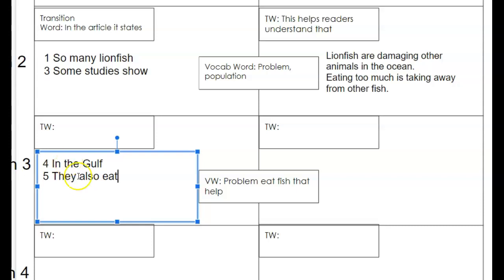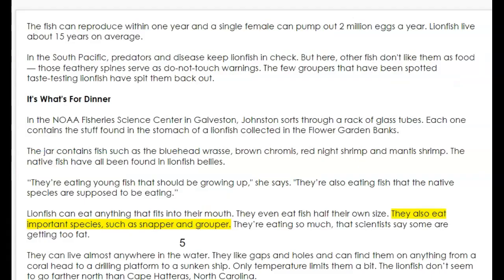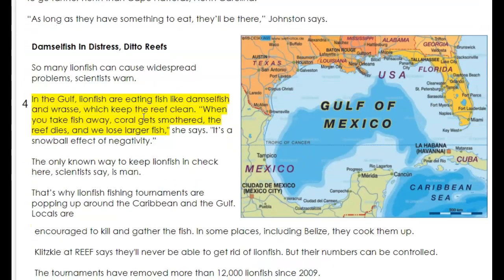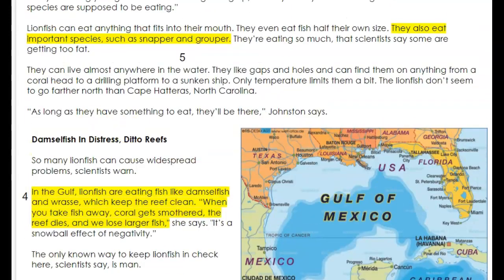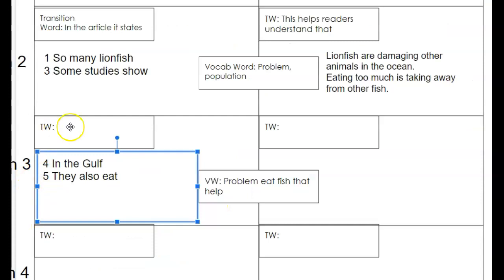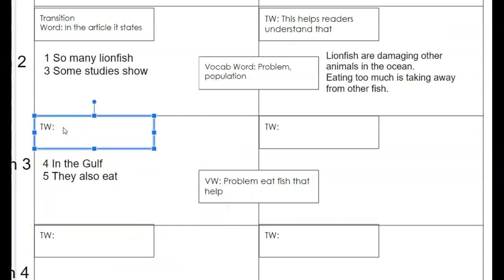Okay, so then where was that? Looking at the article, those things were both at the end of the article. So for my transition phrase here, I'm going to put "at the end of the article, it is revealed," and I'm going to leave it at that.